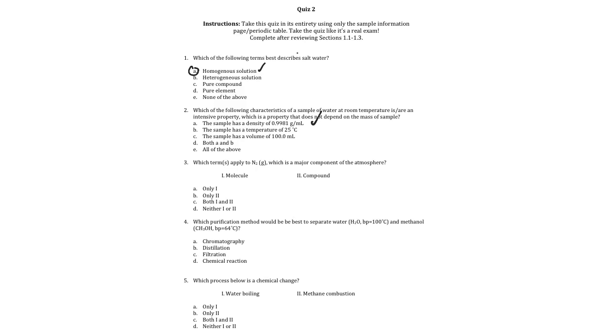The sample has a temperature of 25 degrees. So say you have a gallon of water, one part of it is 25 degrees, the other part of it is 25 degrees. The temperature of the sample is also a characteristic property. That's an intensive property as well.